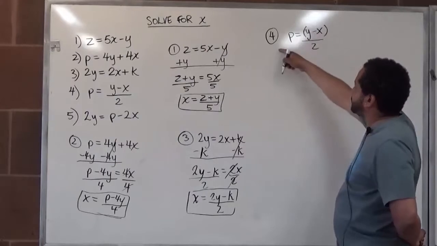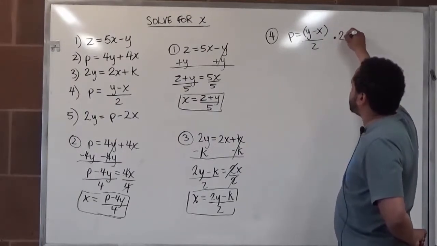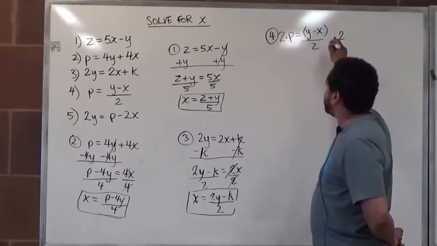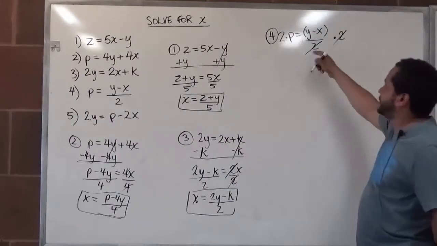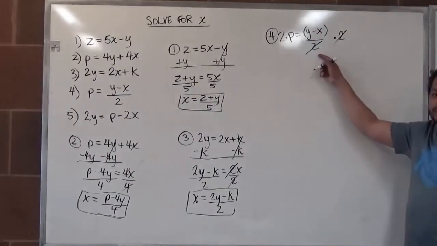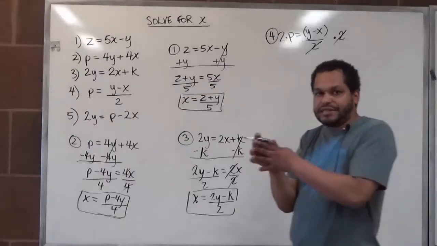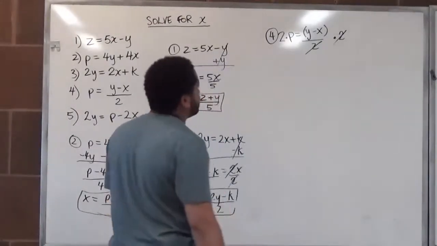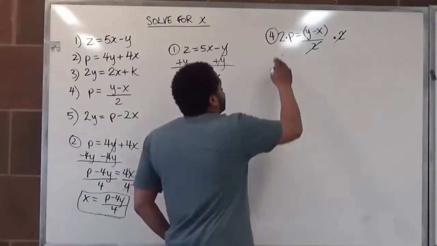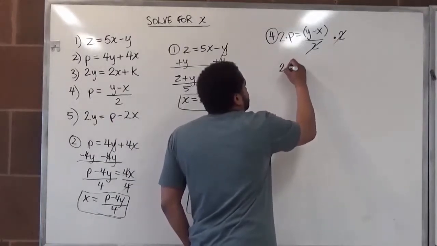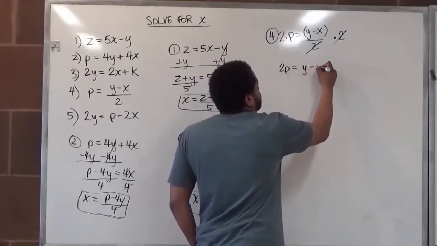And to get rid of the 2, what we're going to do is we're going to multiply both sides by positive 2. And what this does is it gets rid of the division. This is the opposite operation to the division, right? Multiplication and division, they sort of cancel each other out. They balance each other out to 0. And so here we have 2p. 2p's are equivalent to y take away x.